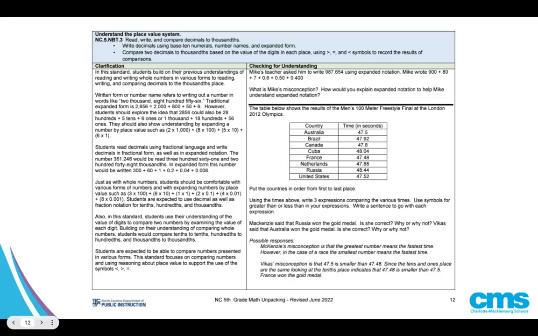Numbers to the thousandths, standard form, number names, which is word form, and expanded form. Expanded form is the most interesting piece to me. In these two paragraphs, we can see that expanded form may appear many different ways. This standard also includes comparing decimals using less than, equal to, and greater than symbols.